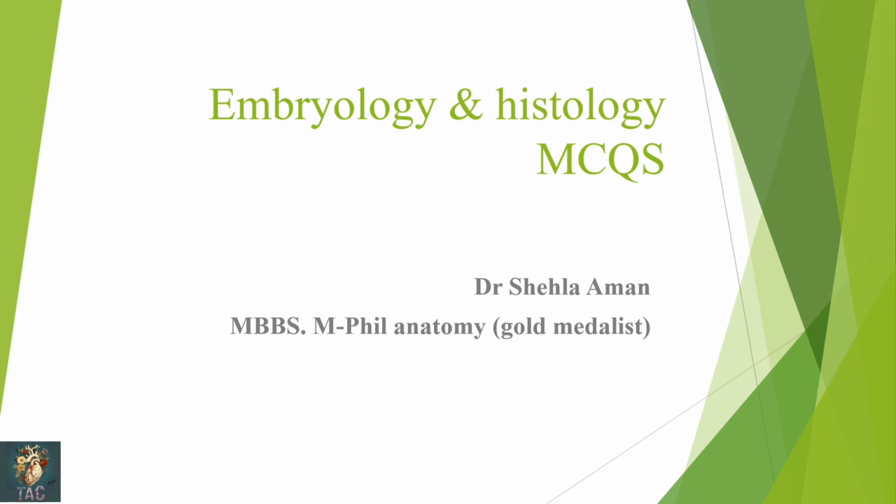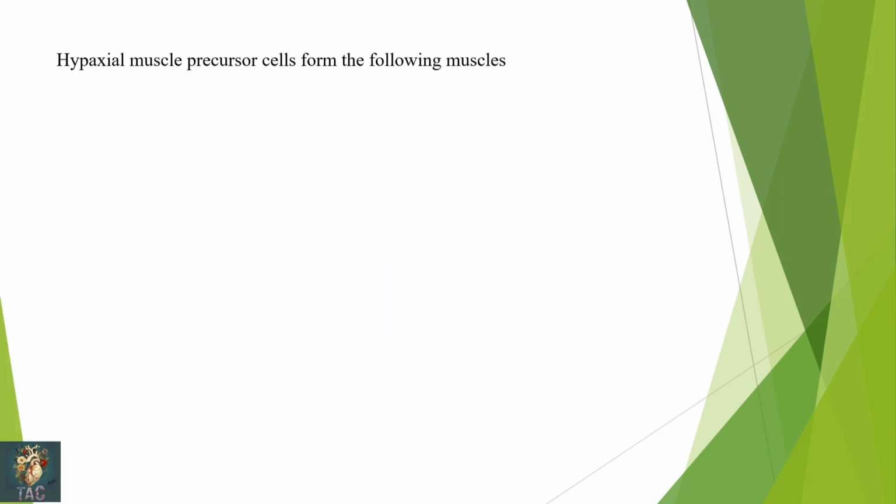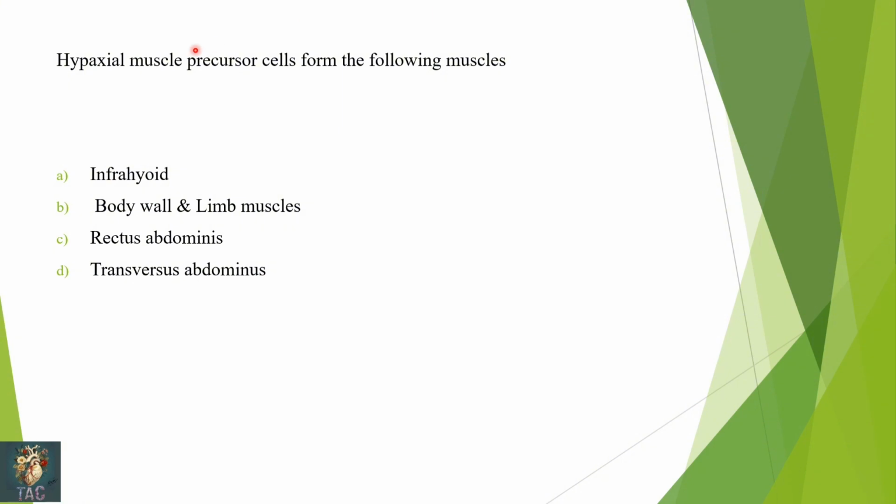In today's class we are going to discuss MCQs with their explanations of embryology and histology of block B. So the first MCQ is: the hypaxial muscle precursors form the following muscles: infrahyoid, body wall and limb muscles, rectus abdominis, and the transversus abdominis muscle.